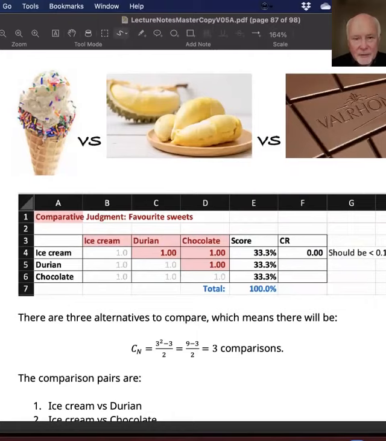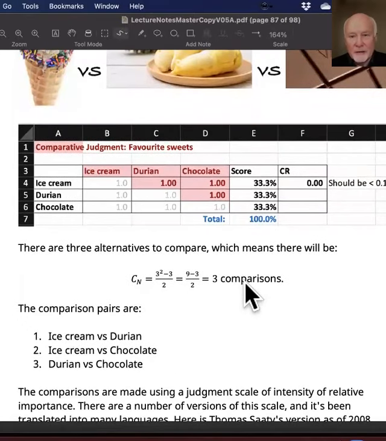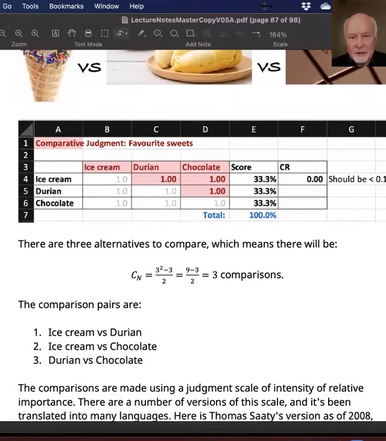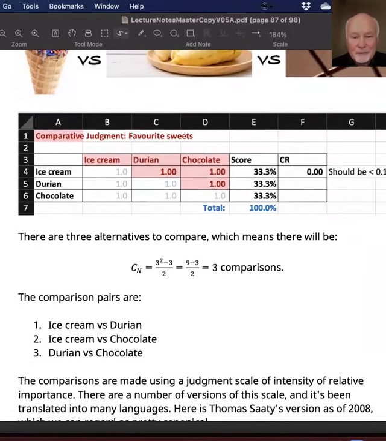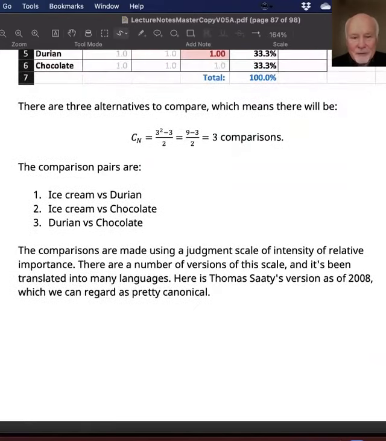So the 3 things I'm comparing are ice cream, a type of fruit called a durian, which is famous for emptying out the ANU library a couple of years ago, and chocolate. So I've only got 3 things. If we use our little formula there, we work out there's only 3 comparisons to make. 3 comparisons is pretty easy to handle. So the 3 things we're going to compare are ice cream versus durian, ice cream versus chocolate, and durian versus chocolate. That covers all the possibilities for pairwise comparisons.